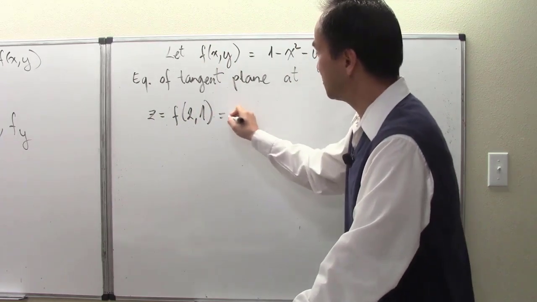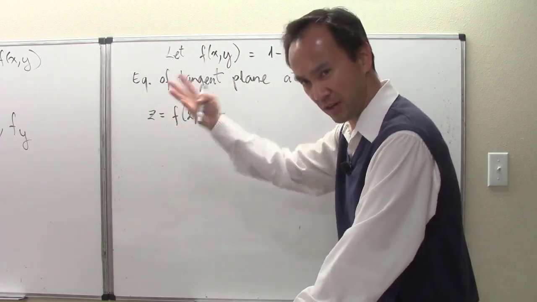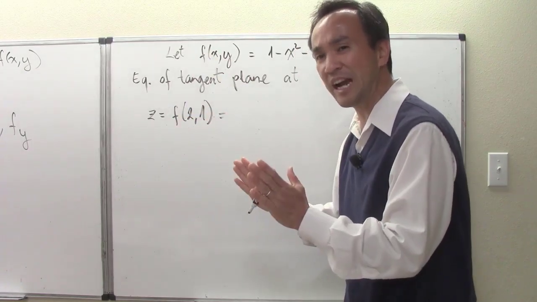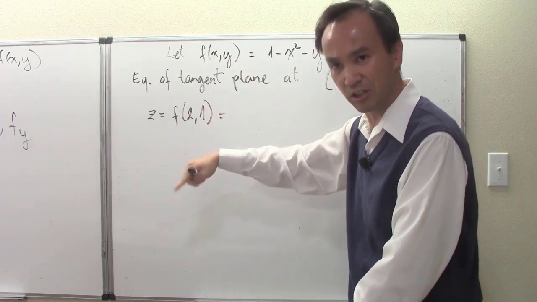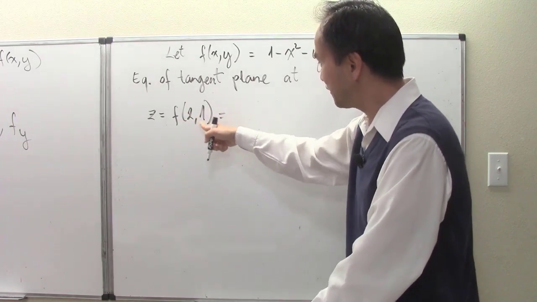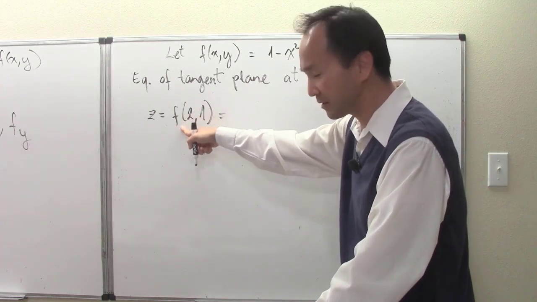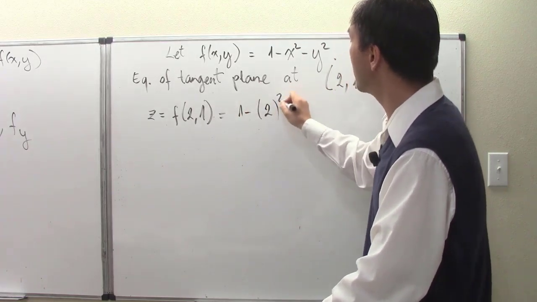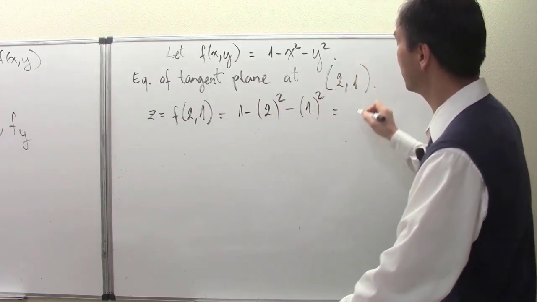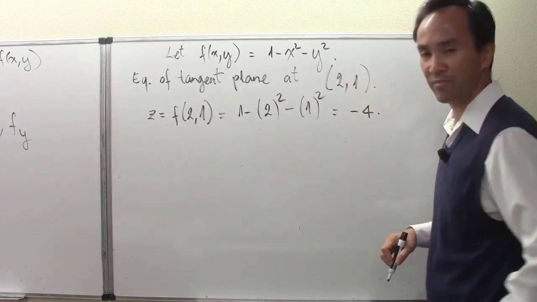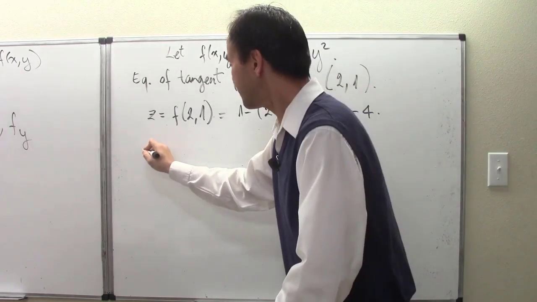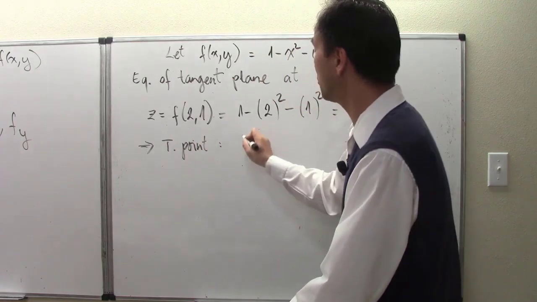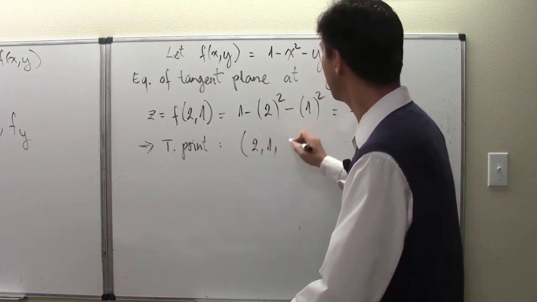So the tangent point value here: z equals f of 2, 1. This step, in this video lesson I'm doing it right now, but when you're on your own and fluent enough with the idea, you can put the step a little bit later. So f of 2, 1, the function evaluated at these two, gives me 1 minus 2 squared minus 1 squared, and that gives me minus 4. So the tangent point really is 2, 1, negative 4.